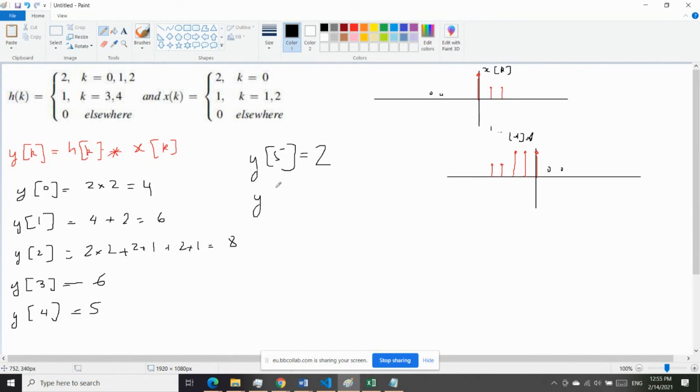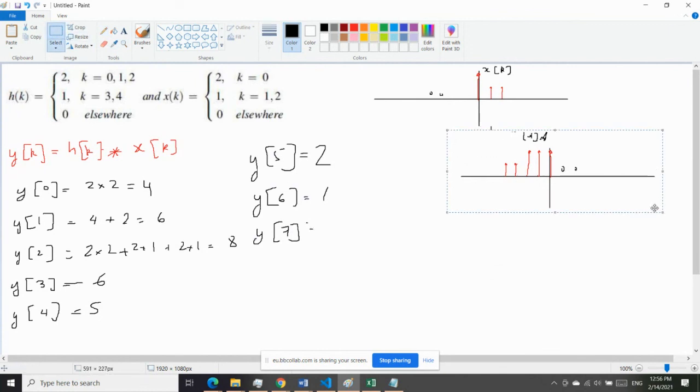Then y[6]. okay هذا 2 times 0، 1 times 0 ما في شيء، هنا 1 times 1 حجيب value، وهذا كلهم times 0 فالنتيجة is 1. And then y[7], in fact, from now on, when we shift further, كلها أصفار. خلاص الحين, there's no overlap.